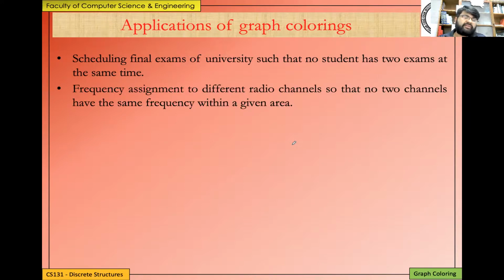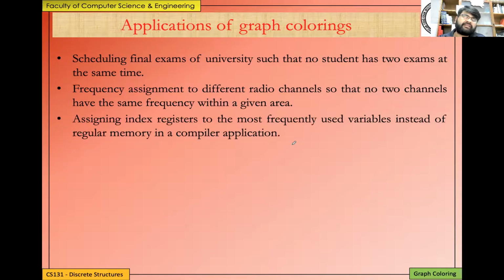Similarly, frequency assignment to different radio channels, because whenever a new radio channel is launched, you don't want to have its frequency matched with another one in a particular region. Within a given area, you would want them all to have a different frequency. And that would be possible if you can use a graph coloring algorithm.